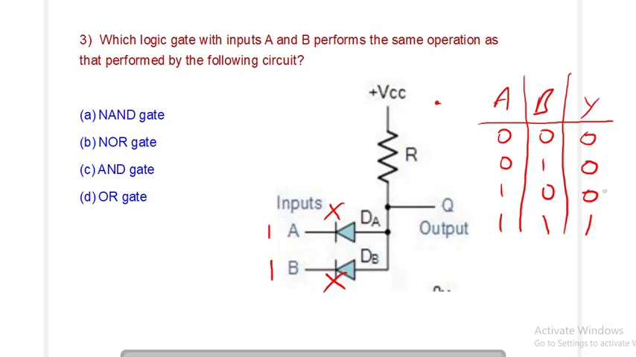So the output is 1. Now you can see the characteristics: 0 0 is 0, 0 1 is 0, 1 0 is 0, and 1 1 is 1. This represents an AND gate, because for an AND gate the output is high only when all the inputs are high. So the answer is AND gate.